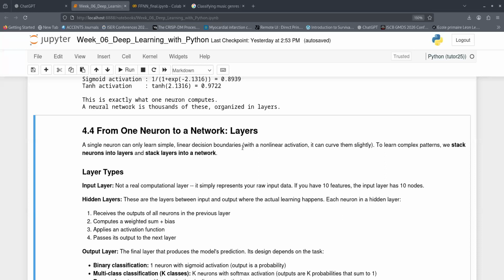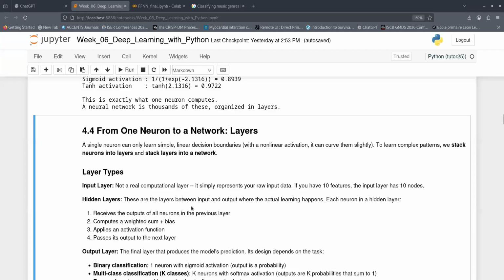So to learn complex patterns, we stack neurons into layers and stack layers into a network. That is going to learn complex patterns. Here we have three layer types. The input layer is not a real computational layer. It simply represents your raw input data. So if you have 10 features, the input layer has 10 nodes.